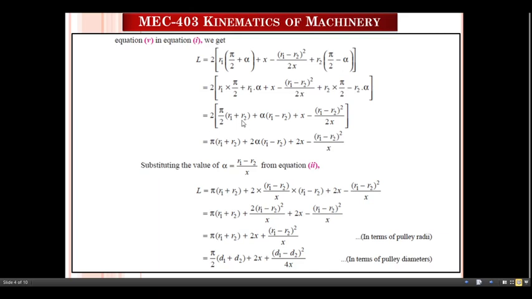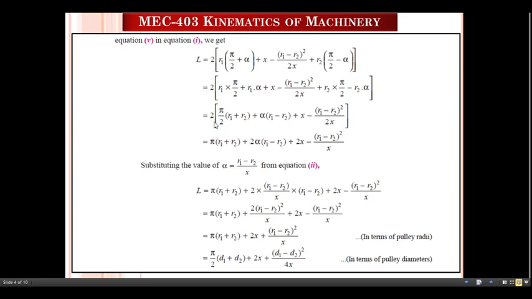2 into, now just try to collect the r1 terms together. Here r1 into pi by 2, and here also r1 into pi by 2 with us. From both these terms, take this pi by 2 as common, and whatever remains is nothing but (r1 plus r2) multiplied by pi by 2. Then the next one, the alpha term in terms of r1 and r2. Take this alpha as common and write r1 minus r2 here. Next, keep this x as it is.